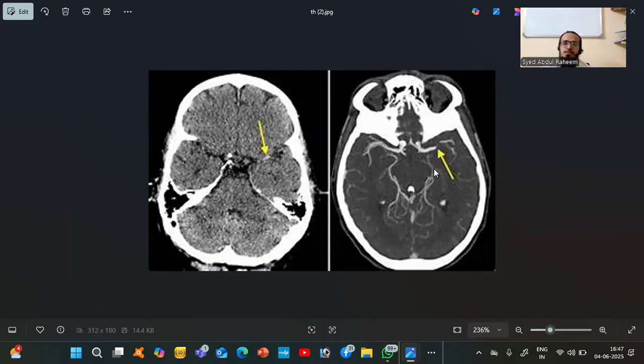This is how the neurologist will take the call according to the patient's condition. We will discuss CT angiography, CT perfusion, and different things related to those scans. Okay. So tomorrow we'll discuss that.